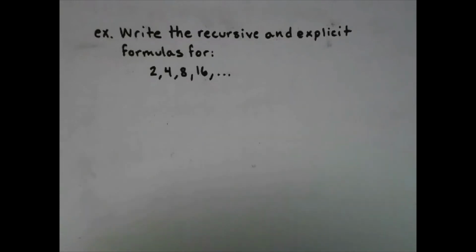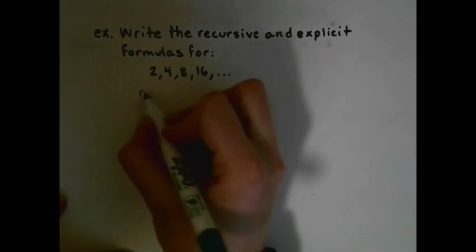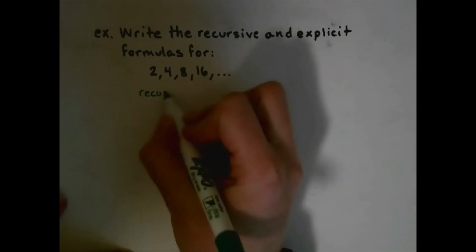All right, so given a sequence. My sequence here is 2, 4, 8, 16. We want to write the recursive and explicit formulas for this. Okay, so let's start with recursive, because recursive, like I said earlier, is much easier to come up with.